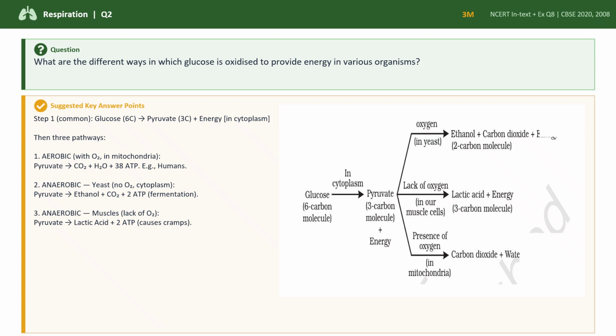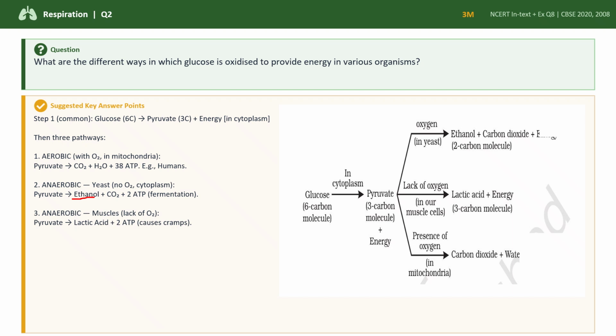And then comes the 3 pathways. Aerobic respiration, in the presence of oxygen, happens in the mitochondria. Pyruvate is converted to carbon dioxide, water and some energy, which happens in human beings. Anaerobic respiration happens in the absence of oxygen. This one happens in yeast, in the cytoplasm. So pyruvate is converted into ethanol, carbon dioxide and some energy.